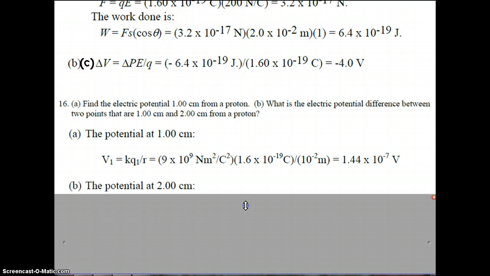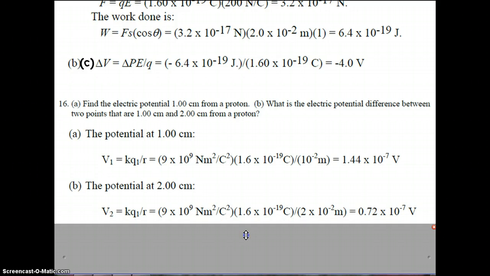The potential at 2 centimeters is going to be KQ over R again, except this time R is 2 times 10 to the negative 2 meters. This makes sense. This would give us half the potential. 0.72 times 10 to the negative 7. You probably have it as 7.2 times 10 to the negative 8 volts.